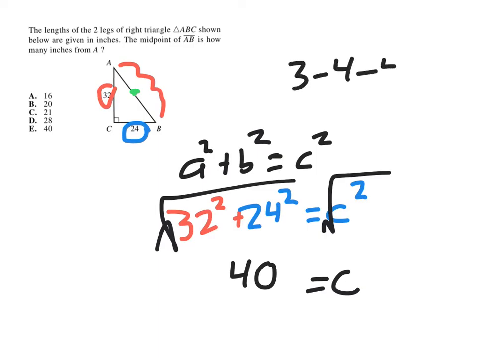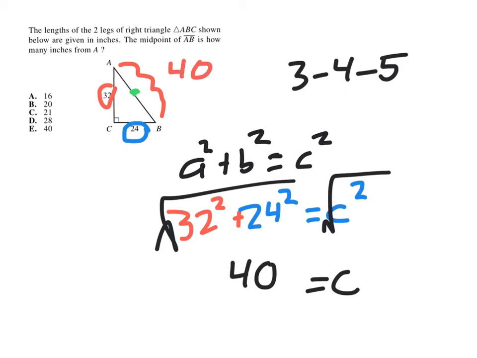And if you'll remember anything about your 3, 4, 5 Pythagorean triple, what did I do? I multiplied this number by 8 to get 24. I multiplied this number by 8 to get 32. So I could multiply 5 by 8 to get 40. So I know the total distance of segment AB is 40.